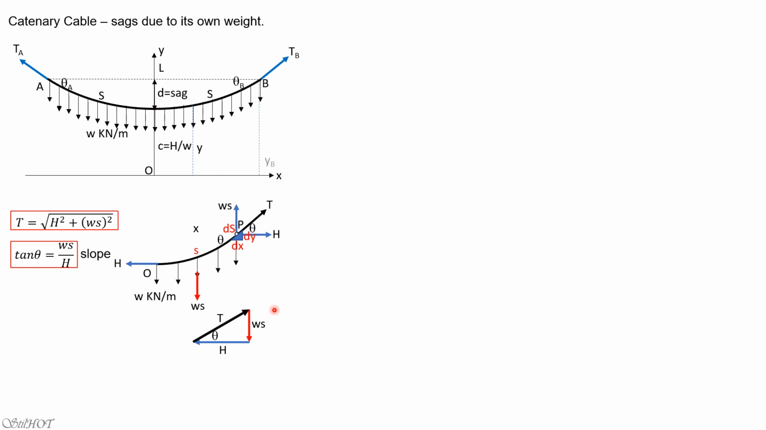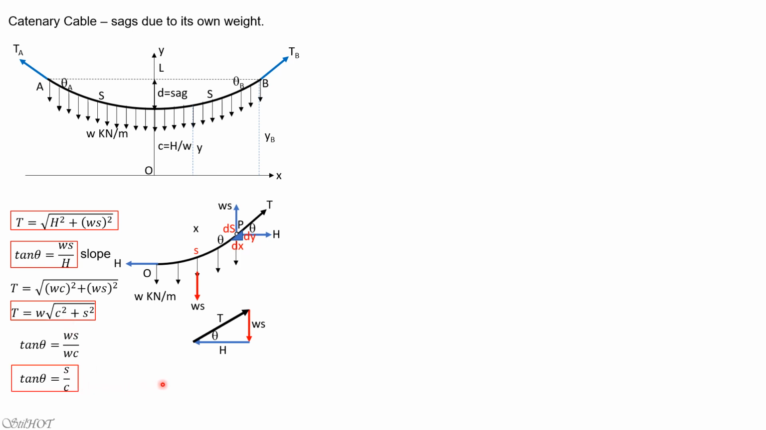Let's call that yb. So tension is square root of wc quantity squared plus ws quantity squared. w squared is common. Square root of w squared is w, so you can put w before the radical and write tension equals w times square root of c squared plus s squared. And the slope, tangent theta, which is dy/dx from calculus, is ws over wc. So we can cancel w. Tangent theta, which is dy/dx, is equal to s over c. So let's begin with this equation.